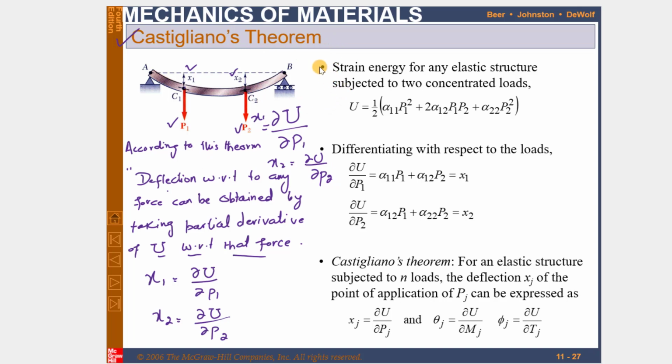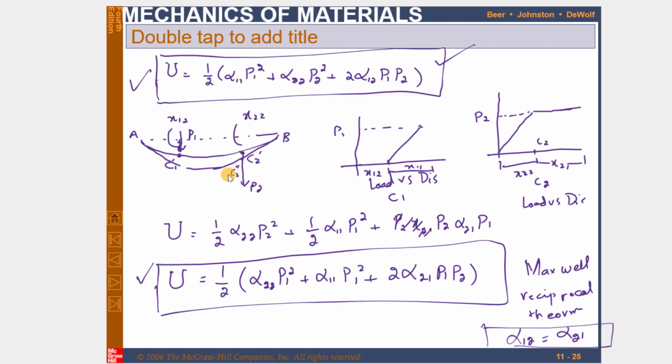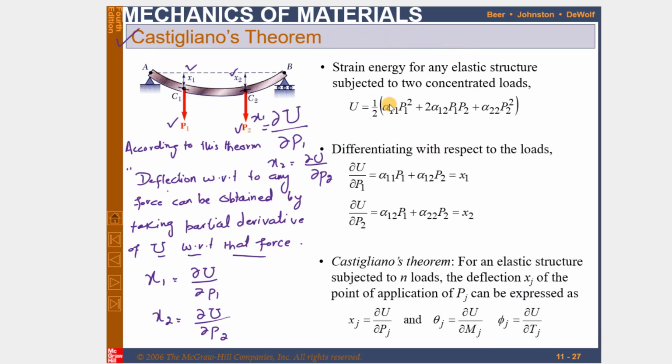Now we will move further. You can see the strain energy for an elastic structure subjected to two concentrated loads. In our previous topic, this is the strain energy equation for two concentrated loads on the beam, and both equations are the same. So this has been written over here. So the strain energy is equal to this. If you differentiate with respect to the load, if you take the partial derivative with respect to P1.